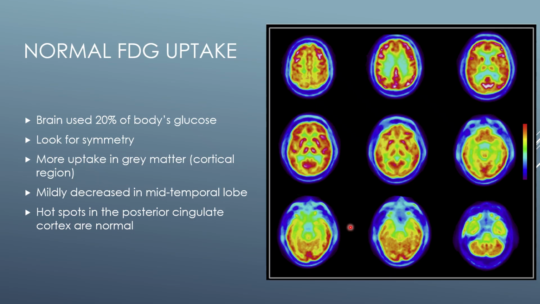And then it's also normal to see some hot spots in the posterior cingulate cortex. You will also see more gray than white, especially in the frontal, parietal, occipital lobes and the basal ganglia. Basal ganglia is right here, kind of in the middle. You see the striata there. And then it's normal for the cerebellum to be a little bit lower activity because you have more white matter.